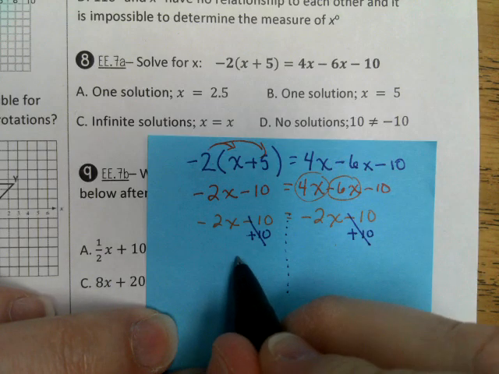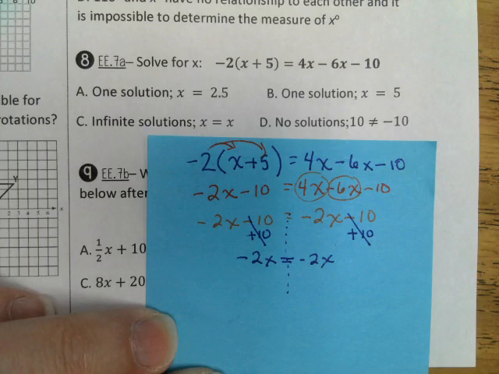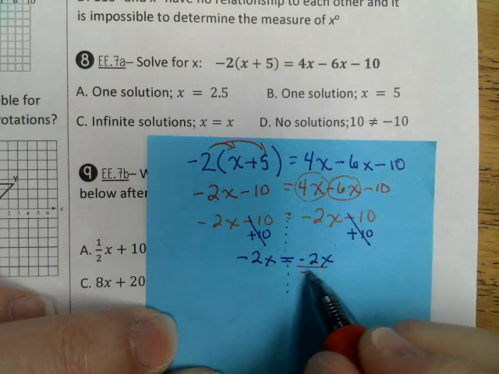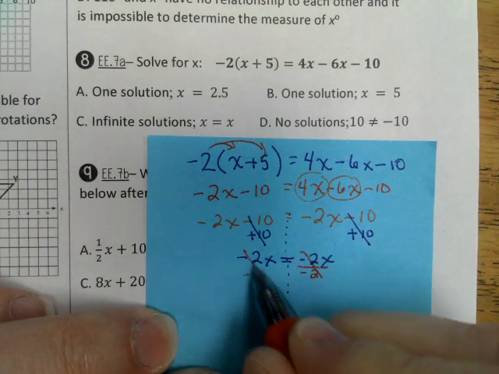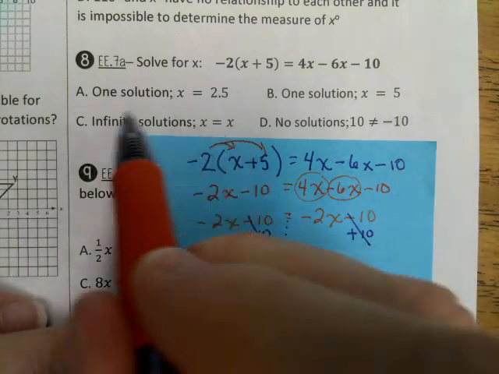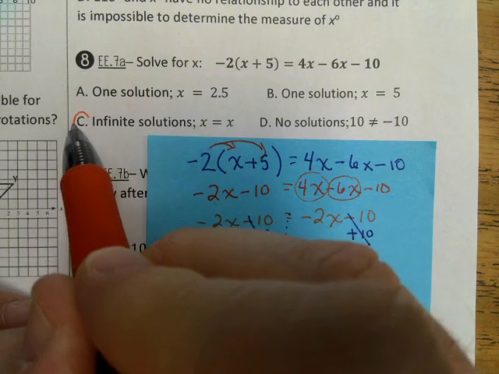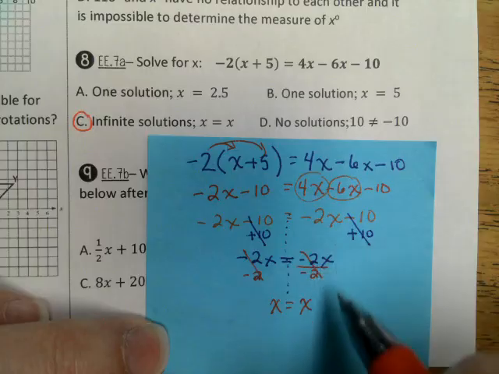My variables cancel, leaving me with negative 2x equals negative 2x. I'm going to divide both sides by negative 2, and I see x equals x. So I see that solution right here, x equals x, and understand why that's infinitely many solutions. It's going to be an infinitely many solutions answer when your variables cancel out.